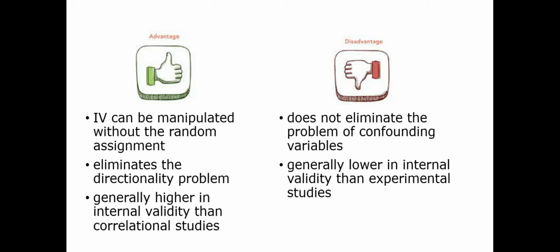Well, quasi-experimental research eliminates the directionality problem because it involves the manipulation of the independent variable. It does not eliminate the problem of confounding variables, however, because it does not involve random assignment to conditions. So for these reasons, quasi-experimental research is generally higher in internal validity than correlational studies, but usually lower than true experiments.